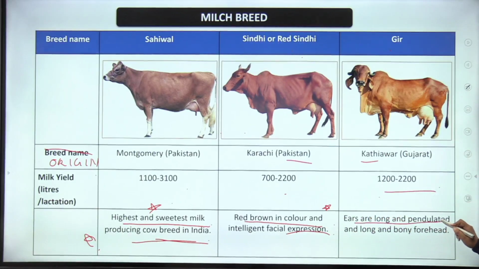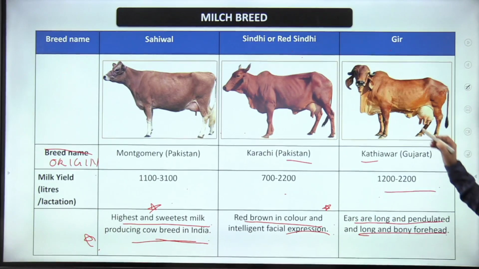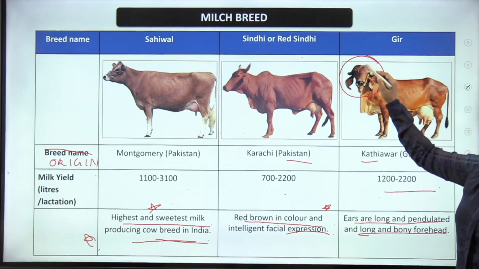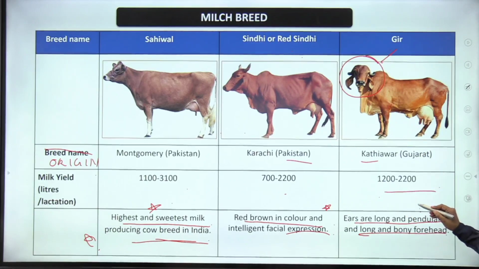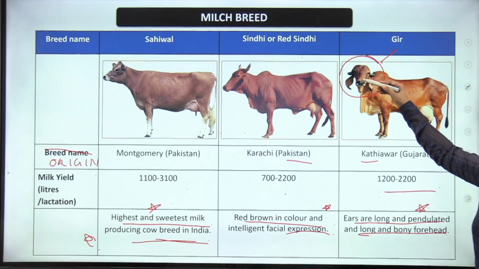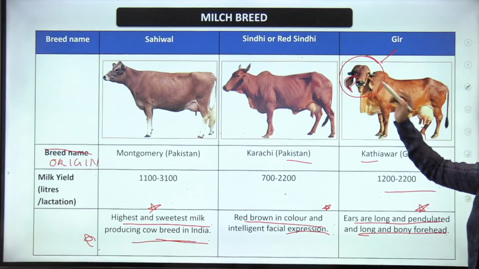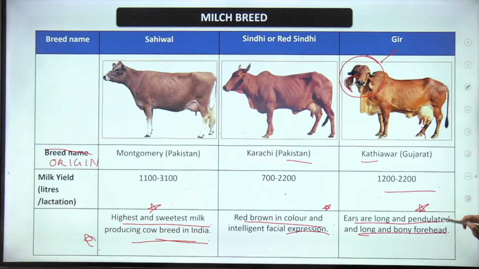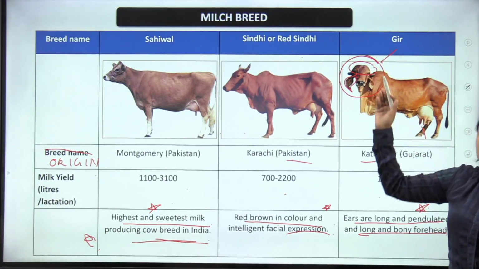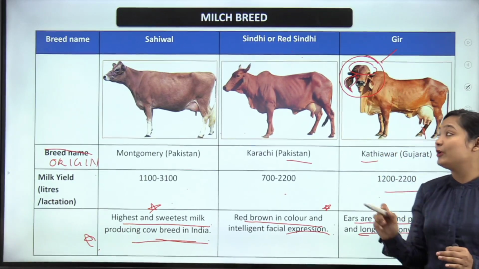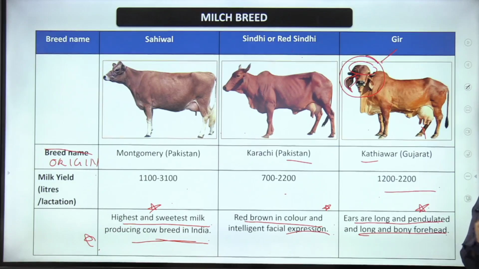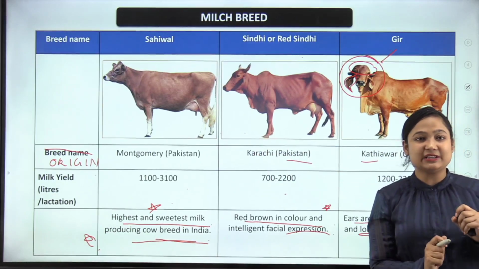Then the ears are long, pendulous, and the forehead is bony. See, the different look is there. The Gir can be easily identified by its look only. So again, this is very important. How are the ears? Long like leaves. Okay, leaf-like long ears are there, and see, the forehead seems bony. Okay, as if somebody has put a bony structure inside the forehead. You can see in the picture too. The picture will clarify how you can identify the cows.